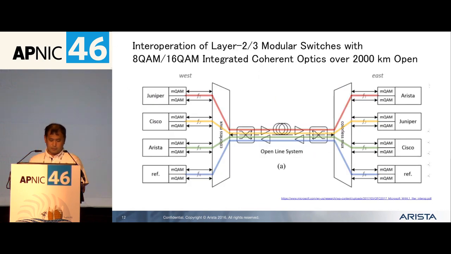This is a Microsoft report about their open line system. They tested their own open line system with Juniper, Cisco, and Arista. So these vendors are interoperable on the Microsoft open line system.